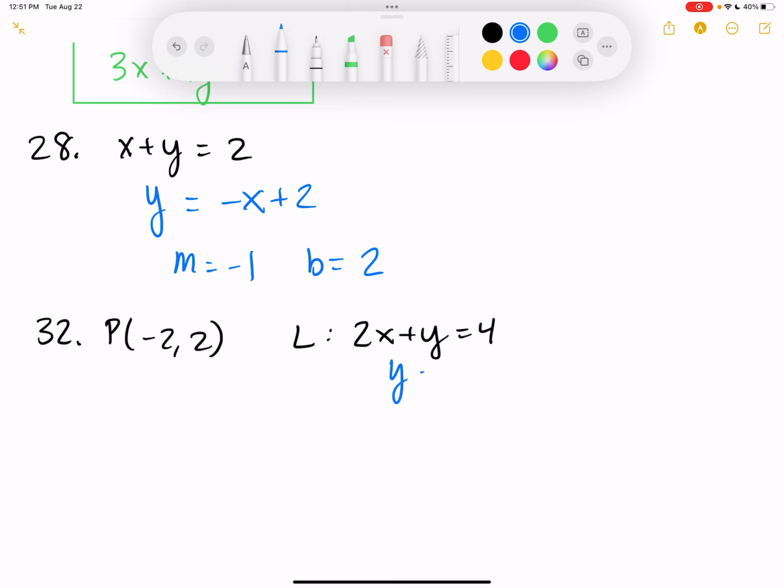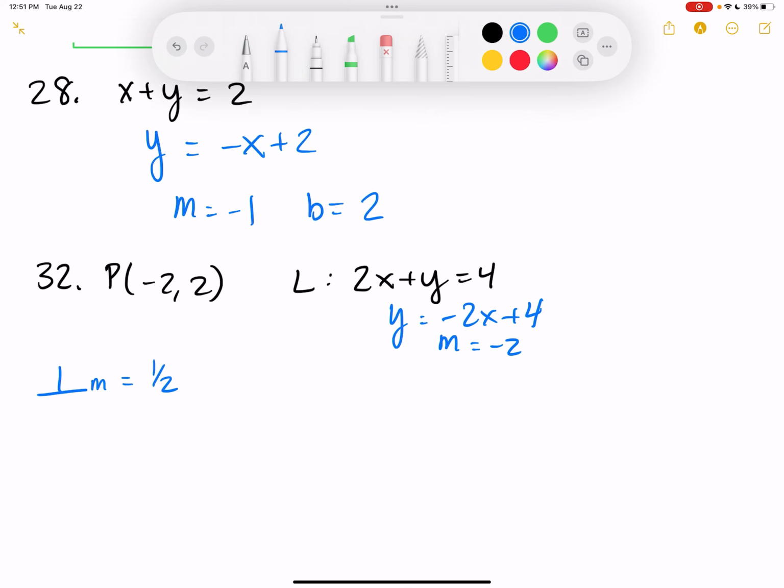So y equals -2x plus 4. My slope of the original line is what? -2. So I'm going to do the perpendicular one first. Oh, I remember this. My perpendicular slope would be what? 1/2. And I'm obviously using this point -2, 2. So then we would have point slope: y minus 2 is equal to 1/2 times x plus 2.